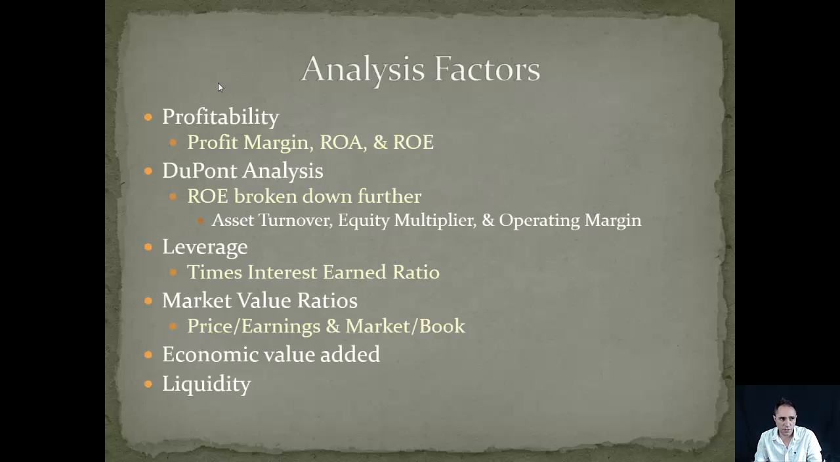The analysis factors that I used include the profitability ratios, including profit margin, return on assets, and return on equity. For return on equity, I broke it further down using DuPont analysis. With the DuPont analysis, I was actually able to look at asset turnover, the equity multiplier for leverage, and the operating margin for efficiency. Also, in addition to the equity multiplier, I was able to look at the times interest earned ratio for additional information on leverage.